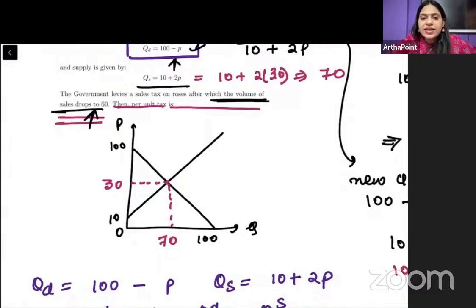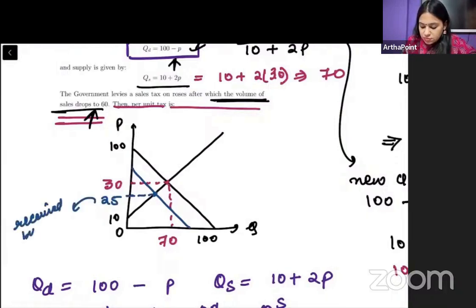So if I were to show this diagrammatically to you, beta, how does this look? What has happened is, because the tax is on the consumer, the demand curve has shifted backward. After the demand curve shifts backward, the new equilibrium price in the economy is 25. This is what is received by the producer, which is 25. The new equilibrium quantity is 60.